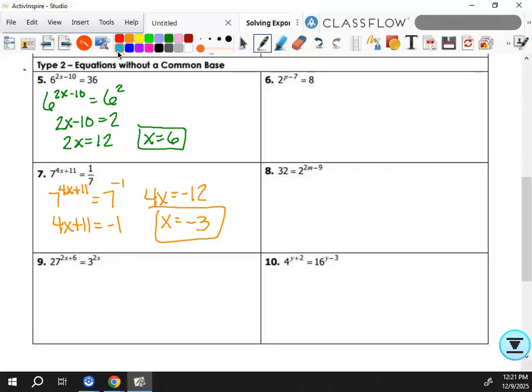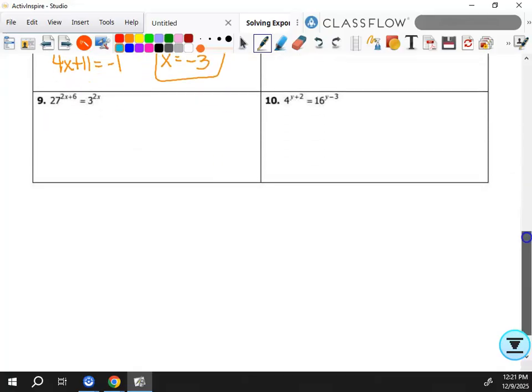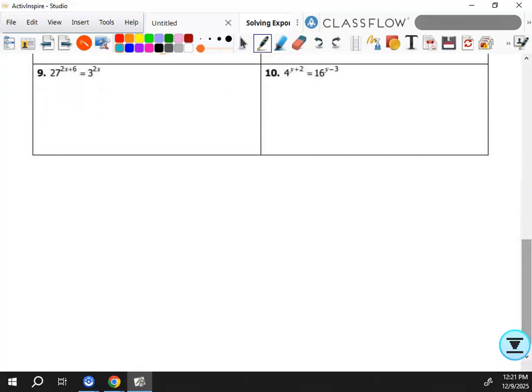All right, we're going to go to 9. We do not have congruent bases or equal bases, so what do you think we want to try to make our base be? 3. So 27 is 3 to what power? 3 times 3 is 9. 9 times 3 is 27. So it's 3 to the third. That's replacing 27. So all of that is to the 2x plus 6 power. That's equal to 3 to the 2x.